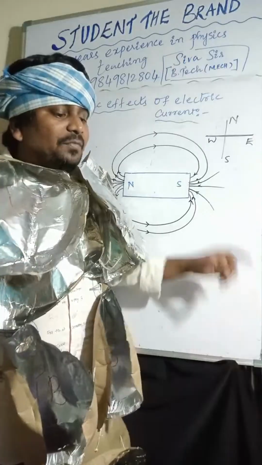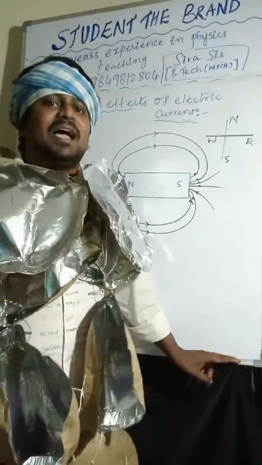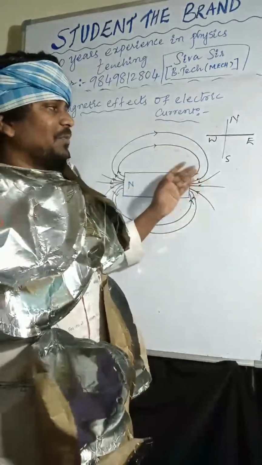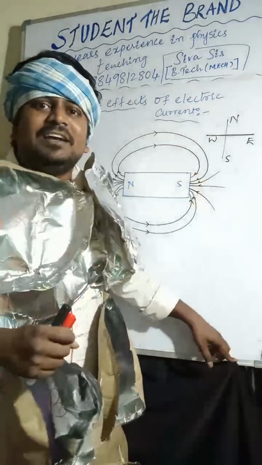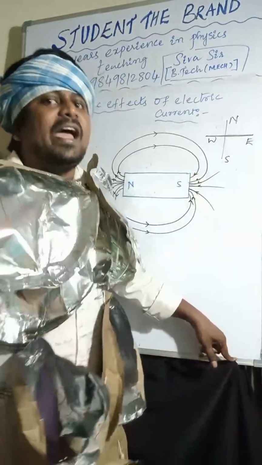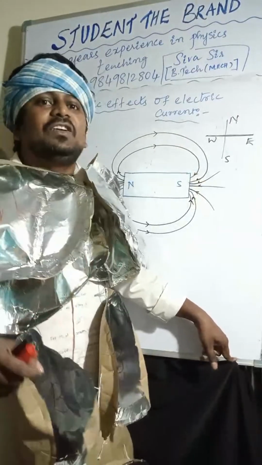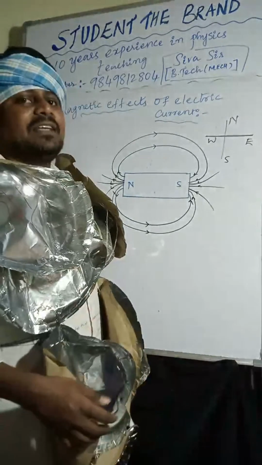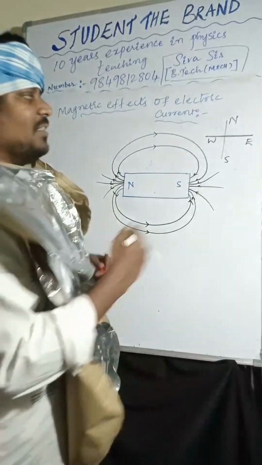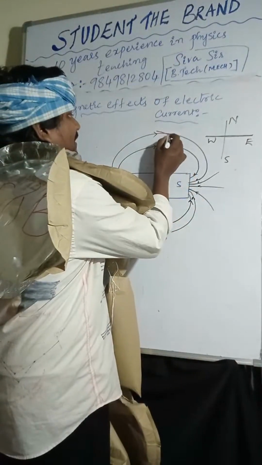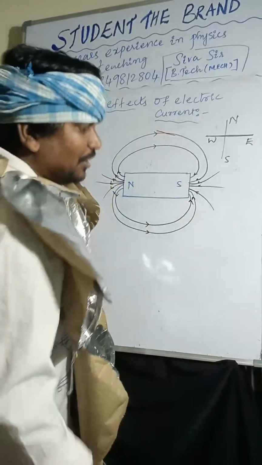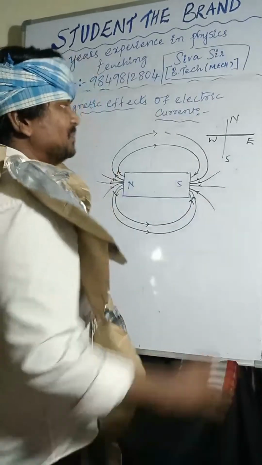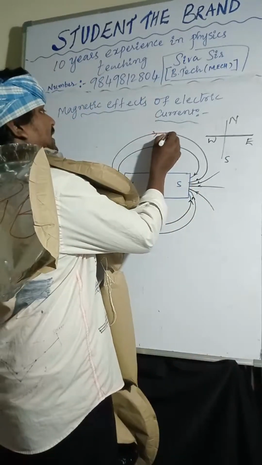If you want to identify the direction of the magnetic field at a particular point, you have to draw the tangent to the magnetic field line. How do you draw the tangent? You draw it like this. If you draw the tangent, then we can identify the field direction at that point.